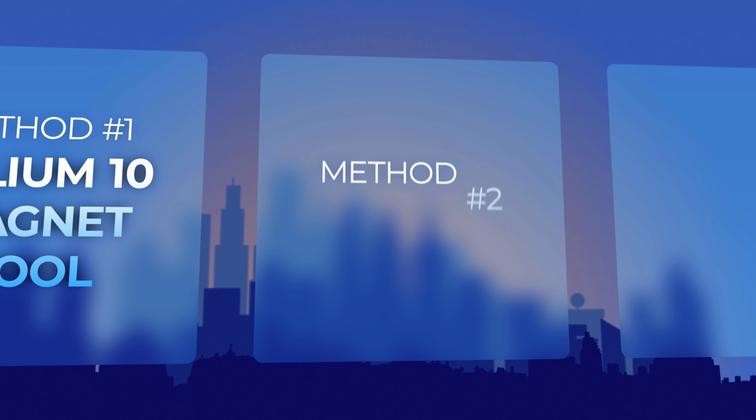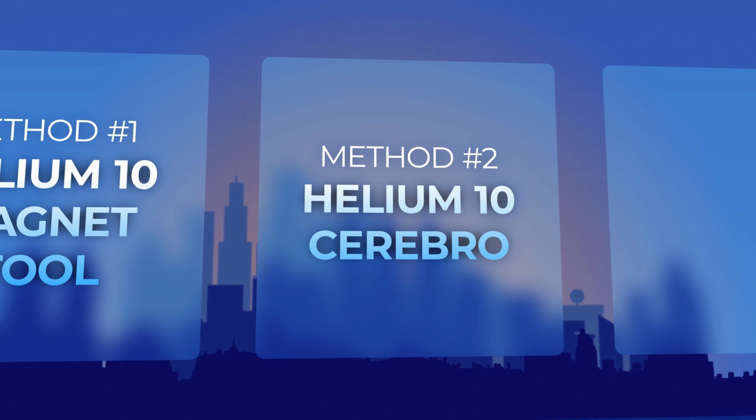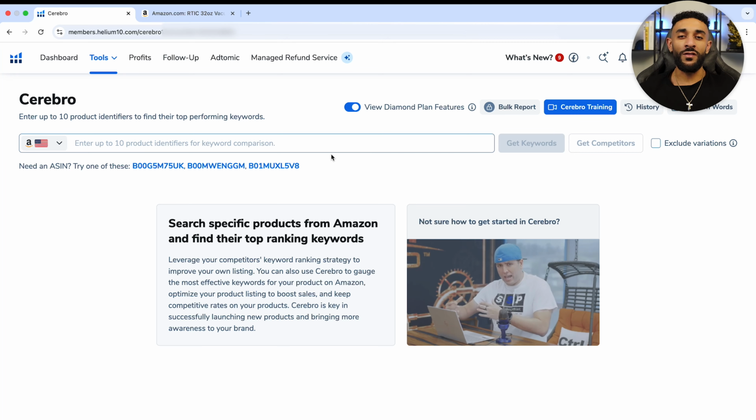For our next keyword research method, I'm going to be using Helium 10's Cerebro tool, and what this allows you to do is a reverse ASIN lookup, where I'm going to be able to identify the potential keywords that my competitors are using in their listing.